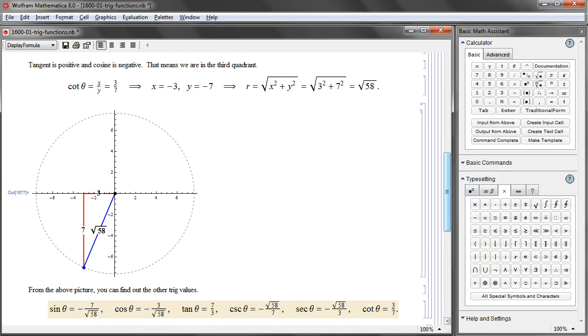The other problems are similar. Step 1, find out the quadrant. Step 2, draw the triangle and find out all the trig values.